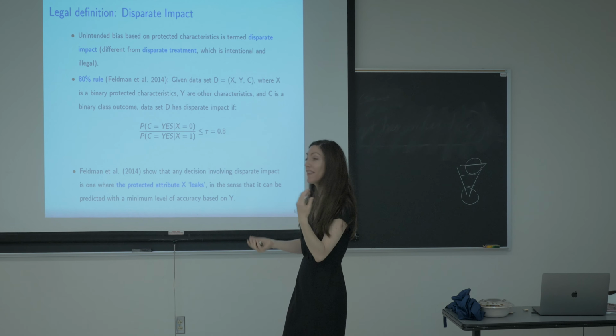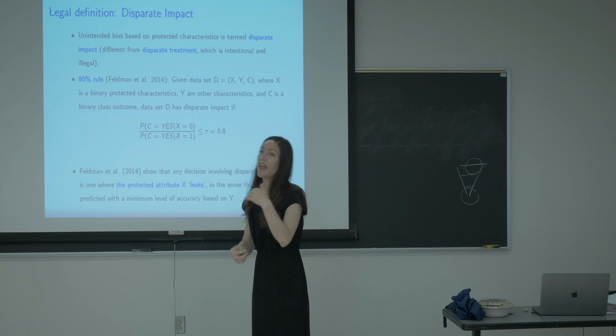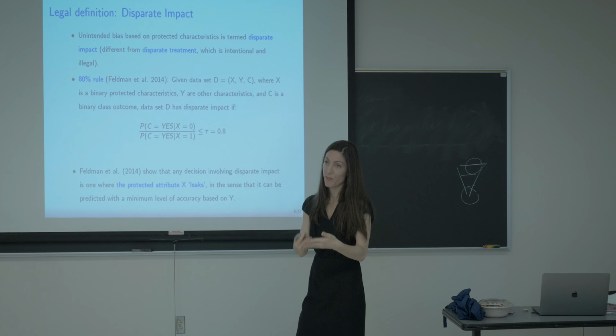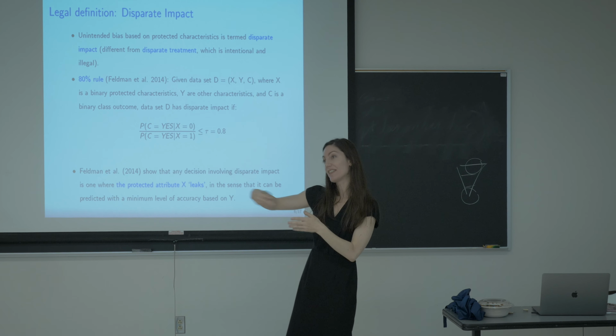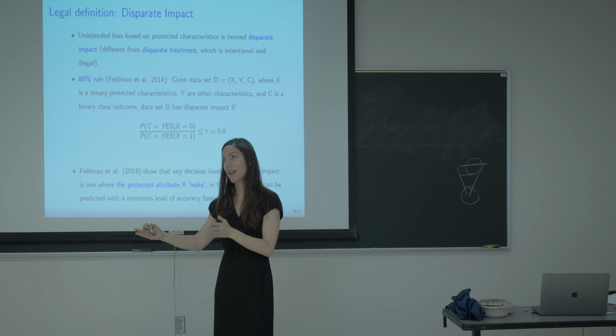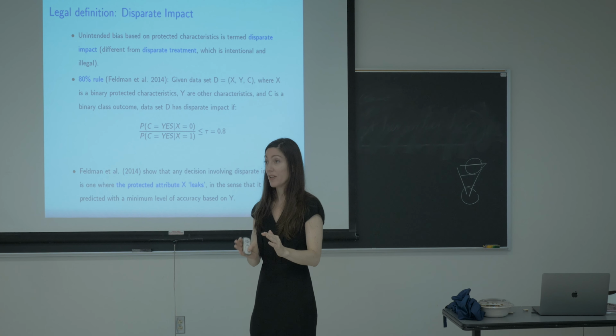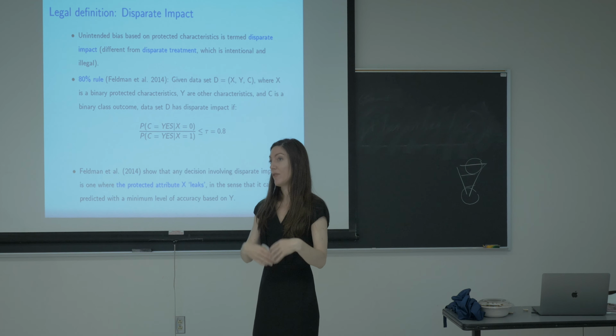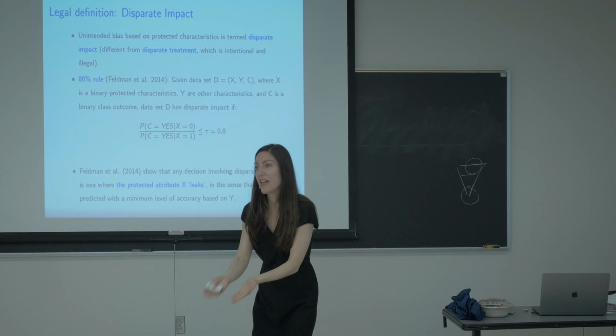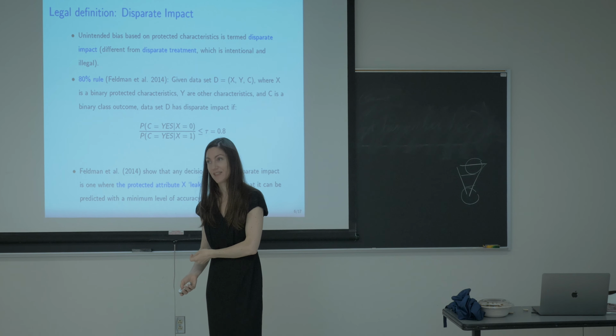And that's going to be useful because you're going to see that one solution to this problem that I'm going to talk about involves adjusting the other information contained in the data set such that you remove the correlation with the protected attribute. Then the protected attribute will no longer leak into the rest of the information in the data set.